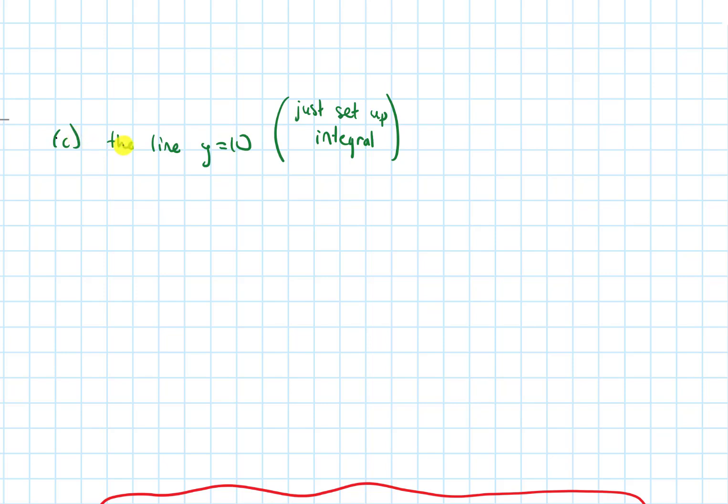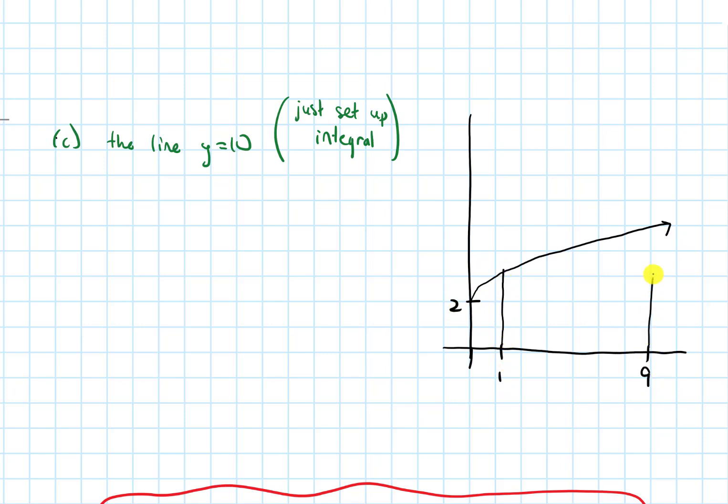All right, let's do one more part to this example. Now I want to rotate the shape about the line y equals 10. Again, just set up the integral. So I'm first going to draw a picture. I'm going to draw my y-axis, my x-axis. Let's draw the shape. So we get something like this. And this is, I know, 2. Here's 1. Here's 9. Let me draw these vertical lines. And I know these points. Let's see, I know this point was at 9, 5. And I know this point was at 1, 3.